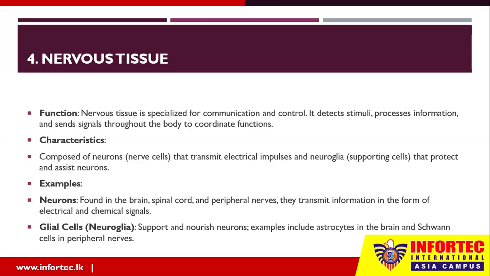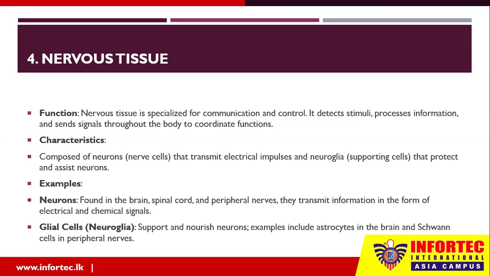So where is the location of our nervous tissue? When we consider our nervous tissue, we can classify it into two, right? One is the central nervous system and the other one is the peripheral nervous system. The central nervous system includes our brain and spinal cord. Then the peripheral nervous system is composed of nerves extending to our limbs and organs.